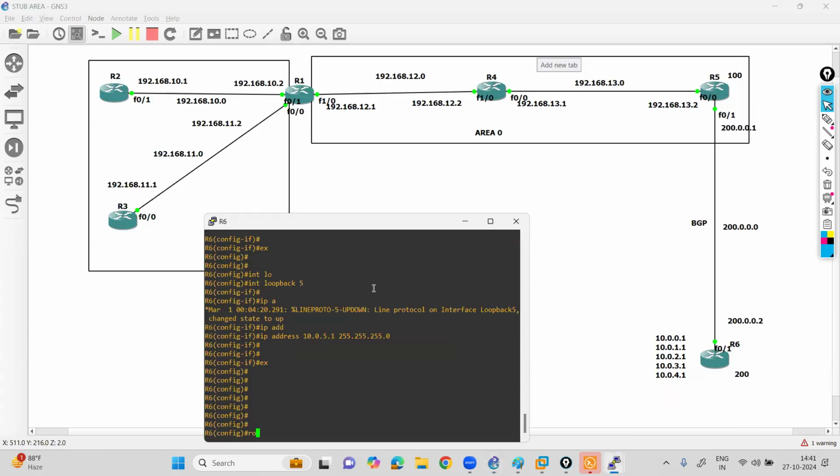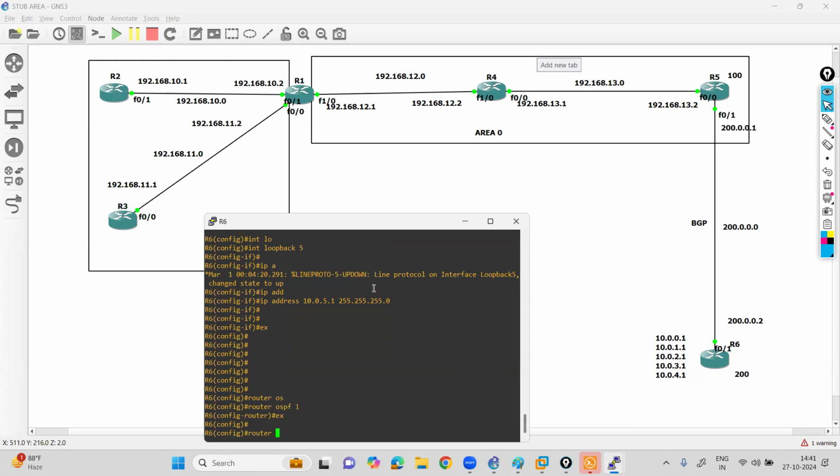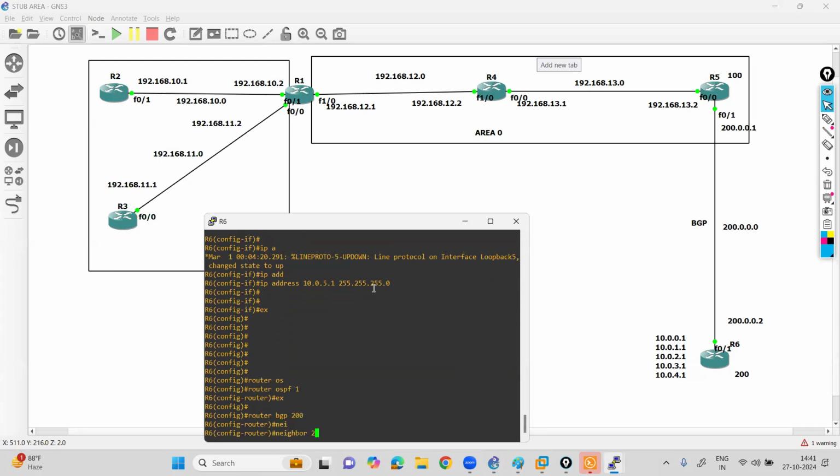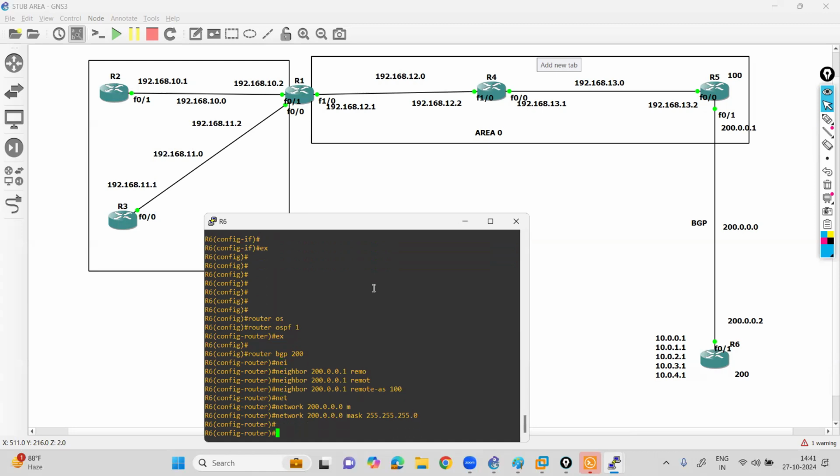Okay. Router BGP 200, neighbor 200.0.0.1, remote AS 100. Okay. Network 200.0.0.0, mask will be 255.255.255.0. Okay. Next network is what?